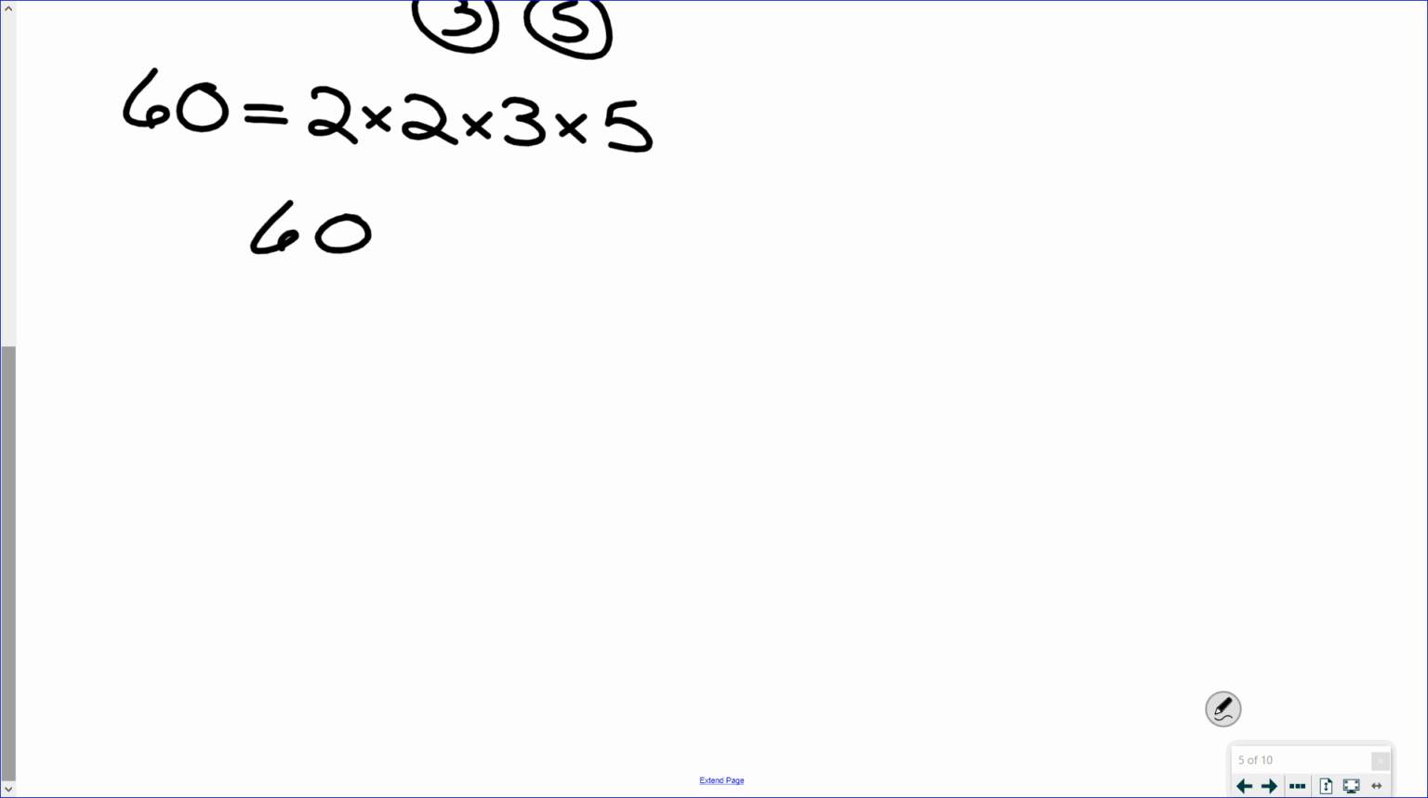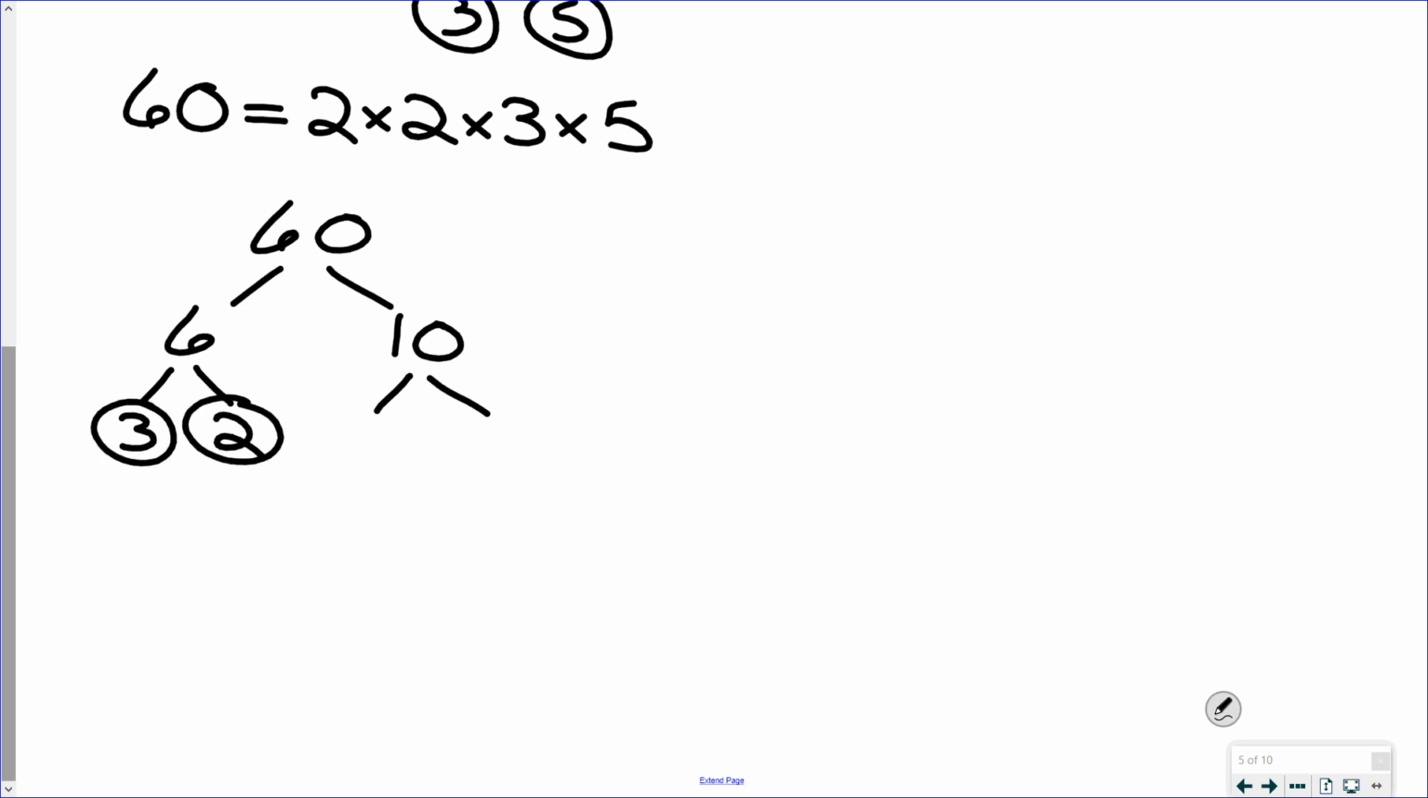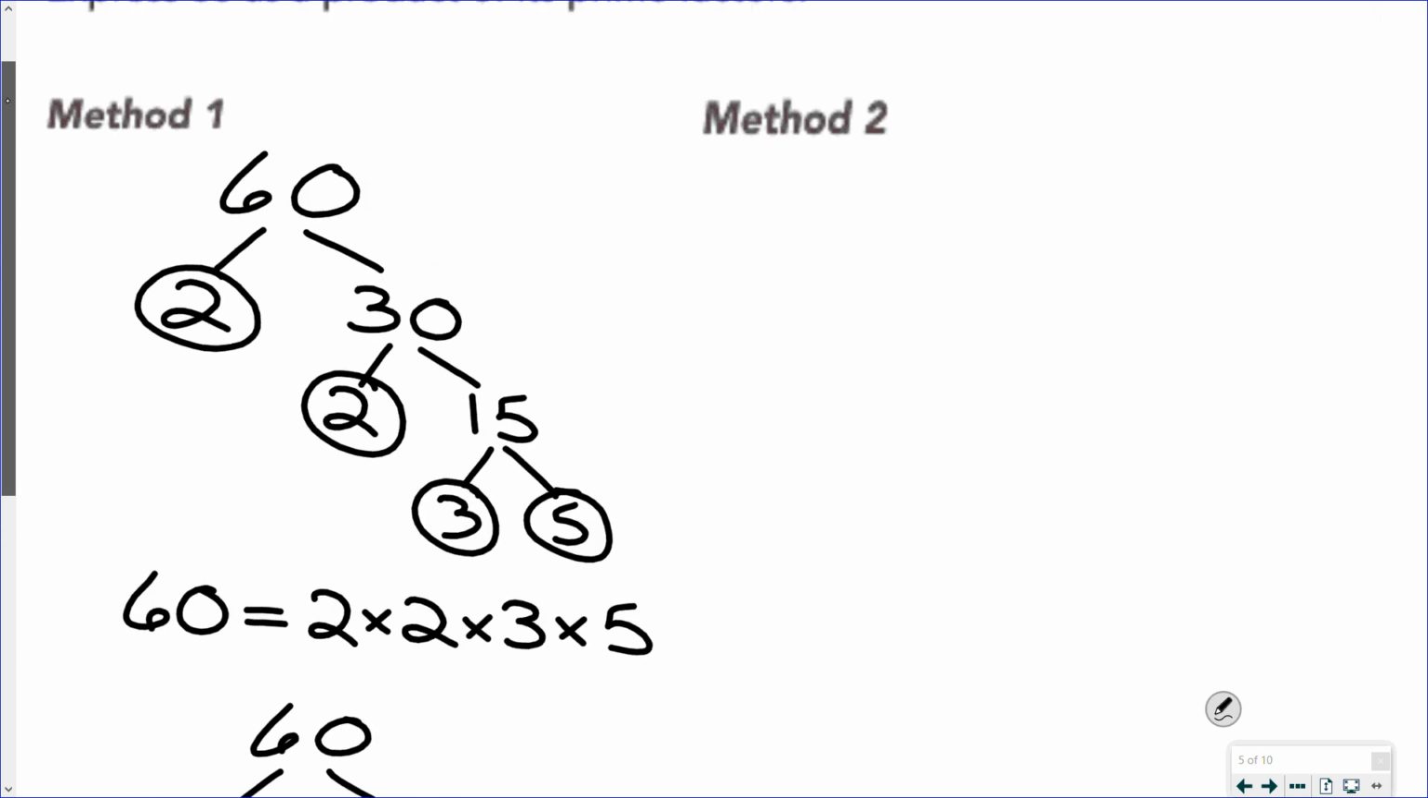So another example of a factor tree is we take 60, and we know that 6 times 10 is 60. Well, 6 is not a prime number, so I need to branch off of that. 10 is not a prime number, so I branch off of that. To get 6, it's 3 times 2, and both 3 and 2 are prime numbers. And to get 10, it's 2 times 5. 2 and 5 are both prime numbers. So once again, I get those 2 2s, a 3, and a 5, just like I did before. So that's a factor tree.